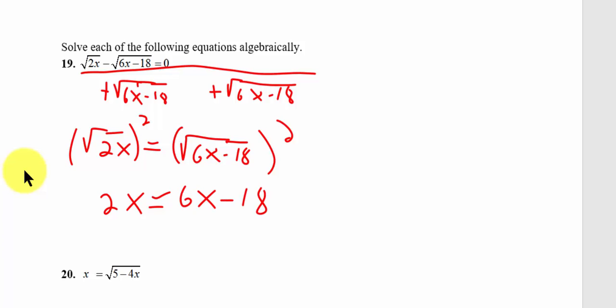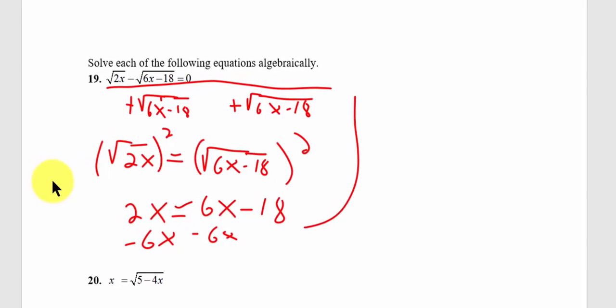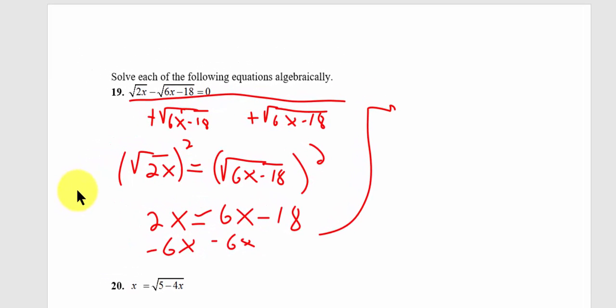And then we can subtract 6x from both sides. I'll write my result up here. And I have negative 4x equals negative 18. And it looks like I'm left with x equals negative 18 over 4, which reduces to positive 9 over 2. Okay, so it looks like that's 4.5.